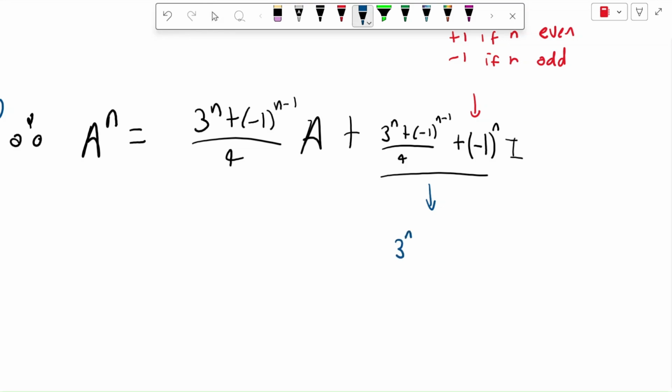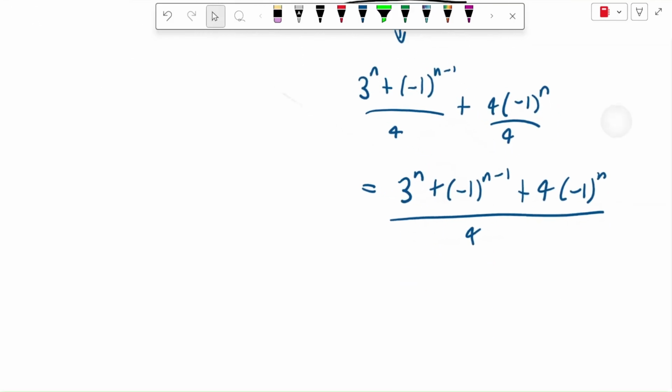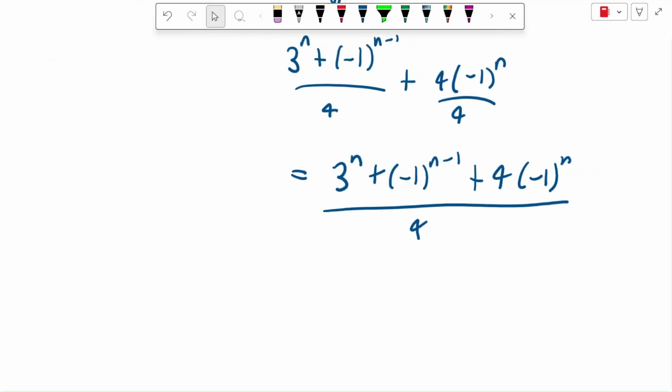So that would be (3^n + (-1)^(n-1))/4 + 4 lots of (-1)^n/4. So we're cross multiplying. So that's 3^n + (-1)^(n-1) + 4 times (-1)^n, all over 4. So that should be, let's see if we can maybe pull out a common factor of (-1)^(n-1).